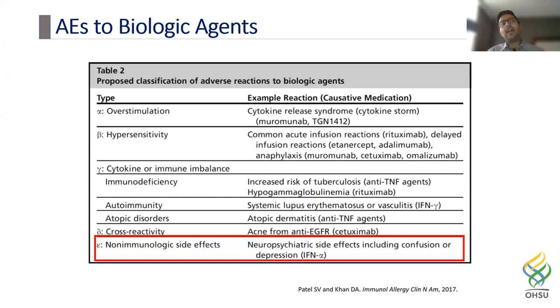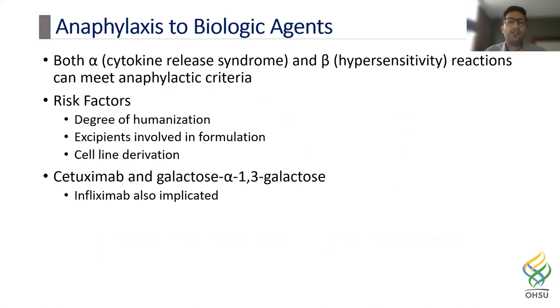And so creating this outline is helpful for us as an exercise to better understand what's going on, because it may end up helping us decide what our recommendations are going to be to the providers that have sent us these patients. So again, alpha and beta, the cytokine release and hypersensitivity, can both lead to symptoms that are consistent with anaphylaxis. And there are certain risk factors that we know about.